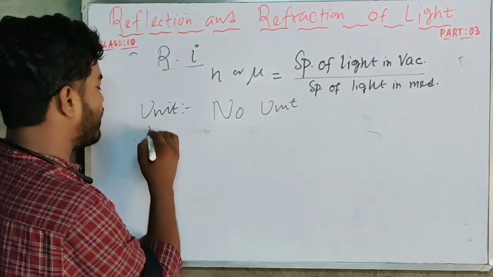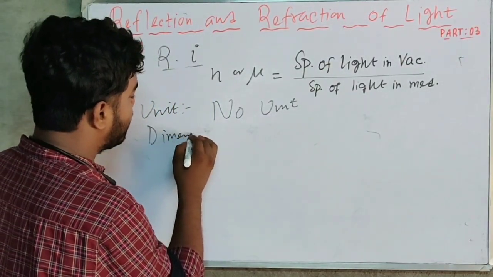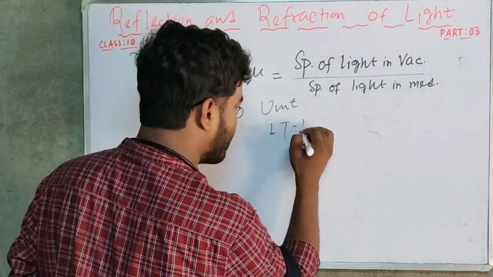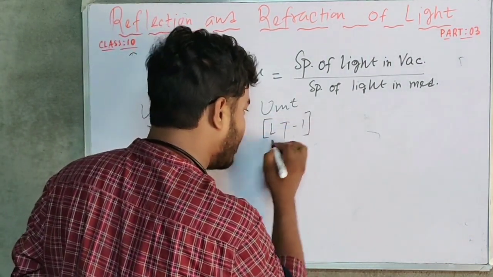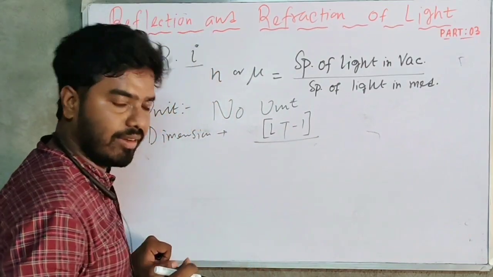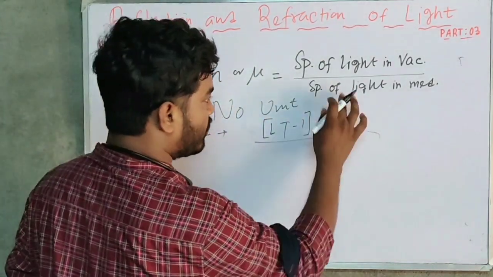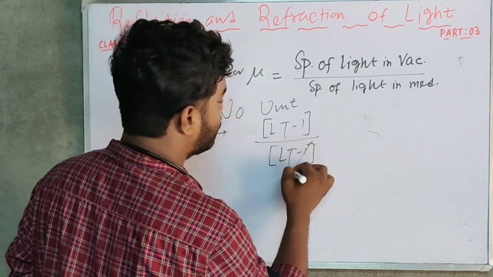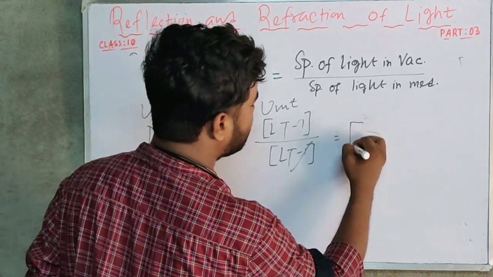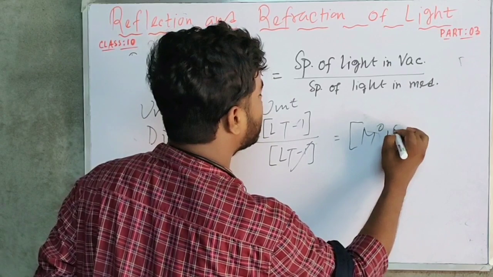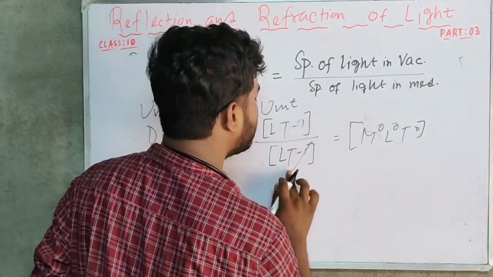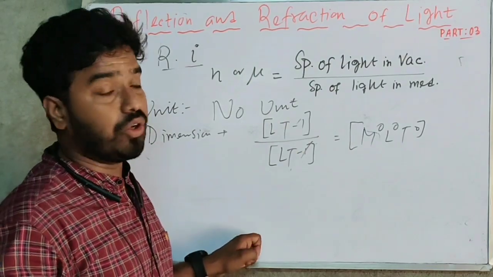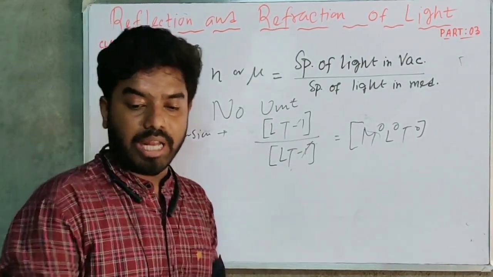Then what will be the dimension? The dimension of speed is LT to the power minus 1, which is covered in detail in class 11. And this is also the speed of light, so the dimension is LT to the power minus 1. So this cancels out. So there is no dimension, M to the power 0, L to the power 0, T to the power 0. Clear? So refractive index has no unit and no dimension.